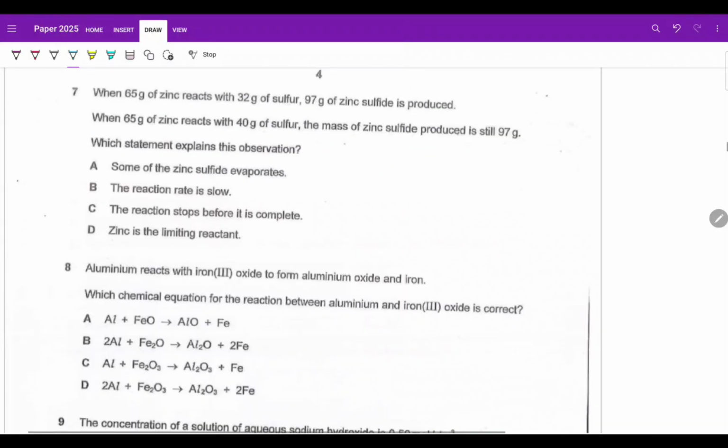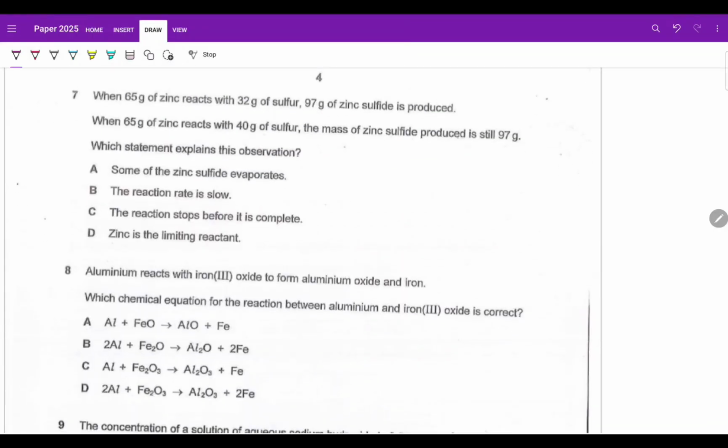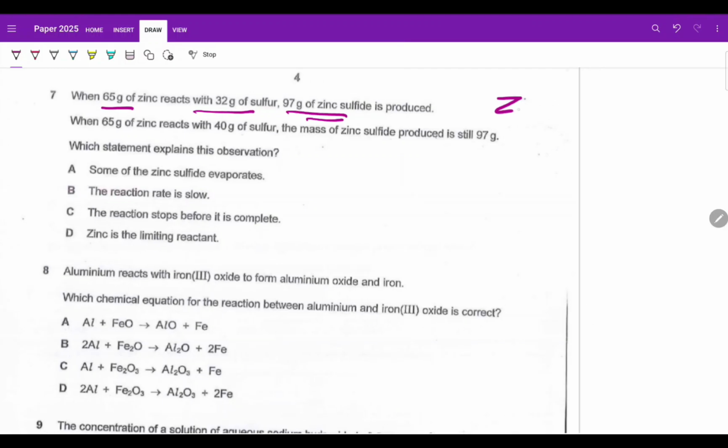Okay. 7th question. When 65 grams of zinc reacts with 32 grams of sulfur, 97 grams of zinc sulfide is produced. Okay. What should be the equation? Zinc, Zn, plus sulfur forms ZnS. If I see the mole equation of this, it means 1 mole of this reacts with 1 mole and produces 1 mole. So it's saying 65 grams reacts with 32 grams and produces 97 grams, which is 65 plus 32, 97 grams, 1 mole of ZnS.